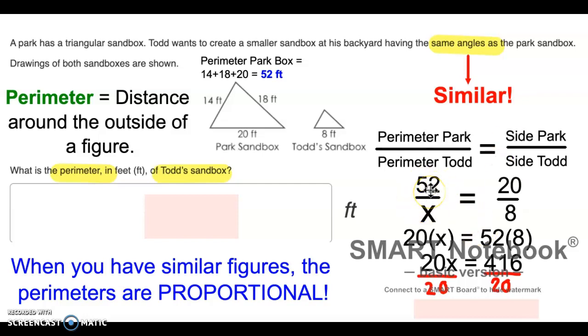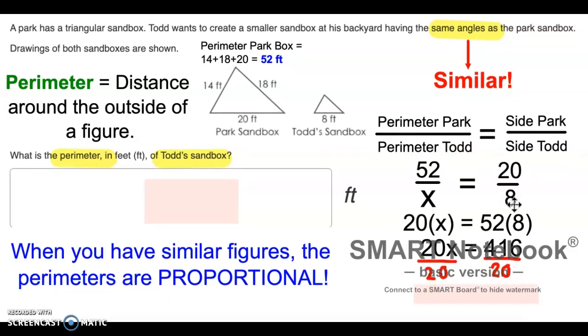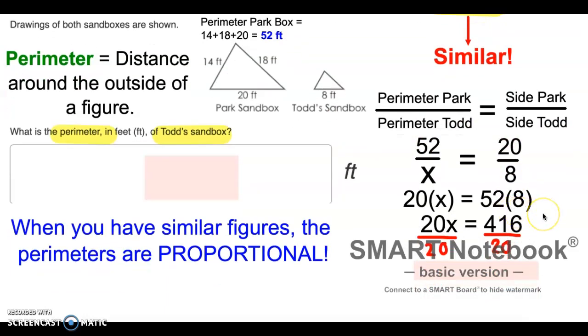So we know that the perimeter of the park is 52, so we substitute 52 in for perimeter of park. The perimeter of Todd's sandbox is what we're trying to find, so we're going to represent it with a variable, which in this case, I used x. So we have 52 over x is equal to 20 over 8, because we know that one side of the park sandbox is 20 feet, and we know that the corresponding side of Todd's sandbox is 8 feet. So now that we have our proportion set up, we can use cross multiplication to solve it.